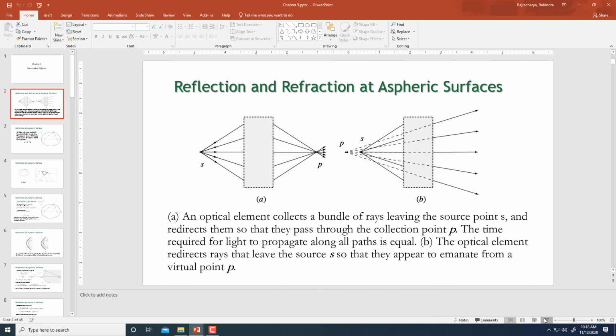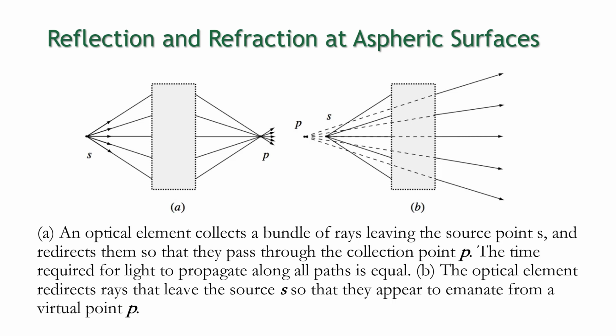Okay, so we can generalize all these different optical elements as the element that collects a bundle of rays coming from some source and then redirects them so that they pass through some point. Here in this picture you see some optical element. It could be any kind of shape, like parabolic or some other shape. We don't need to worry about that for now, just some general optical surface, and it collects all these rays and redirects all the rays at this point P.